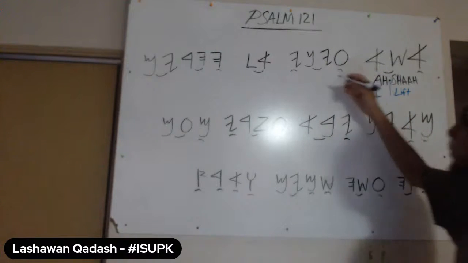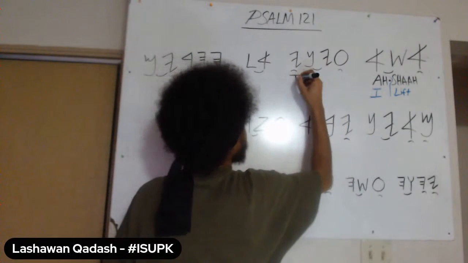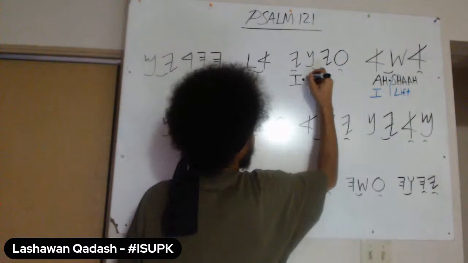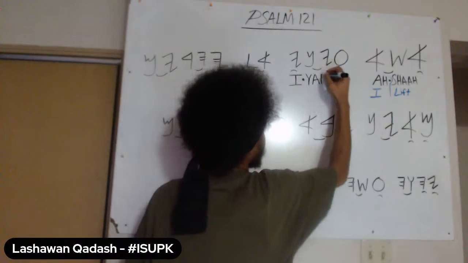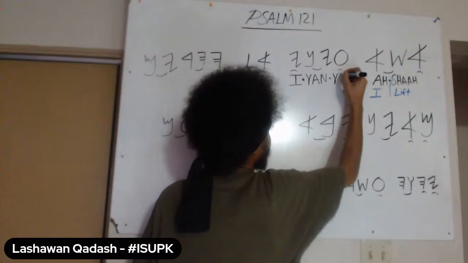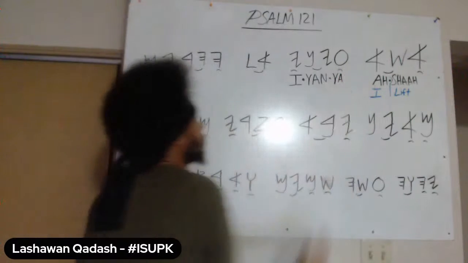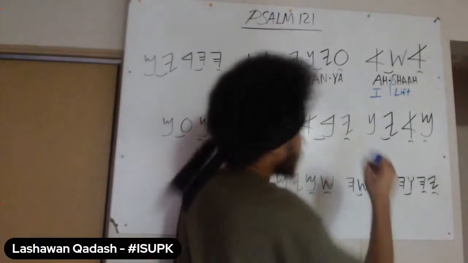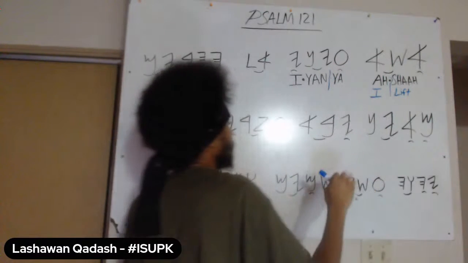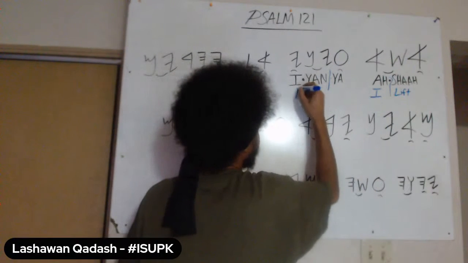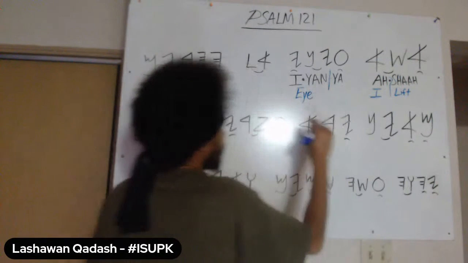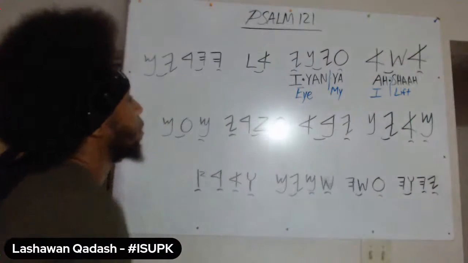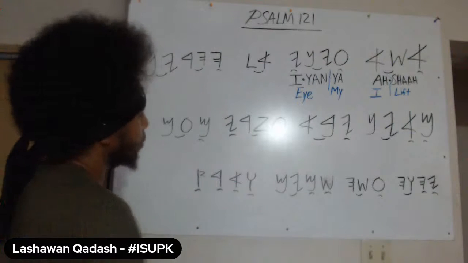We have right here the I, and we have the ya and the na. So ayun, ya, ayunya, right? So let's break it down. So ayun by definition means eye. That's on your face that you see with. The ya is a suffix for my. So my eye. Okay. Ayunya, my eye.